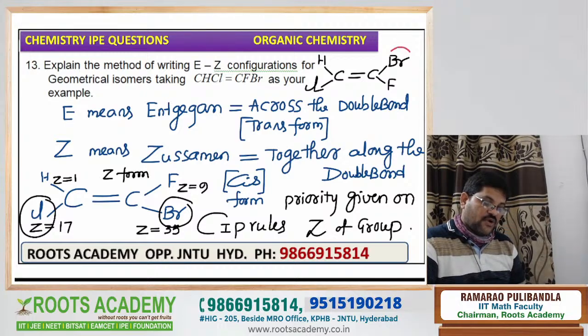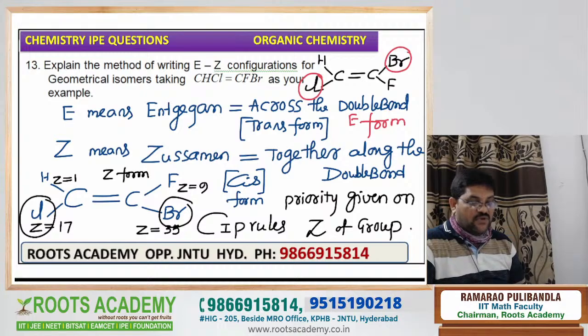Now the priority goes toward the bromine group, and the priority goes toward the chlorine group. Now the bromine group and chlorine group are on what side? Opposite side. Because of the opposite side, you write it as an E form. E form means across the double bond. It is a trans. Because out of chlorine, bromine, high priority goes to the bromine.